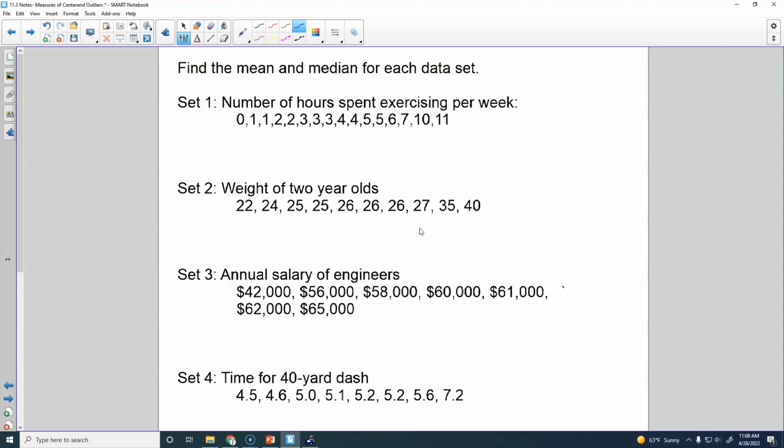You get number 7. Go ahead and do 7. Everybody needs to do 7.